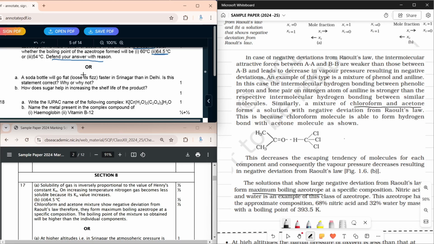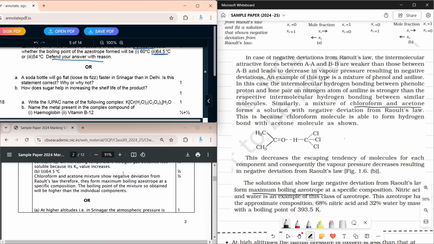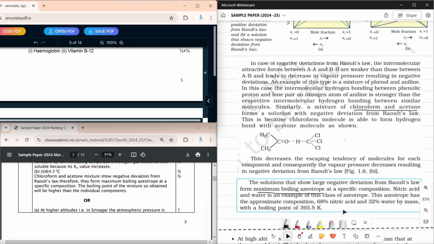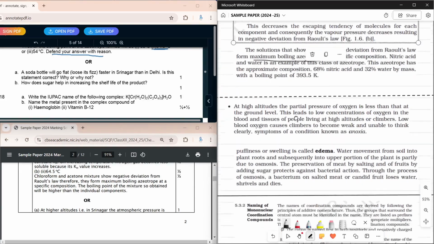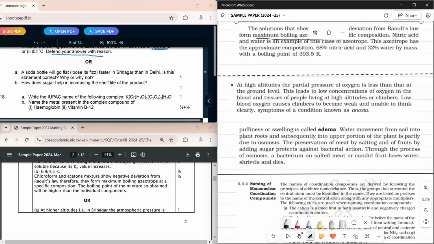The question has an internal choice. So the second part of the question: a soda bottle will go flat or lose its fizz faster in Srinagar than in Delhi. Is this statement correct? Why or why not? So again, this question is based on the chapter solutions, right? So this is basically under the concept of Henry's law.